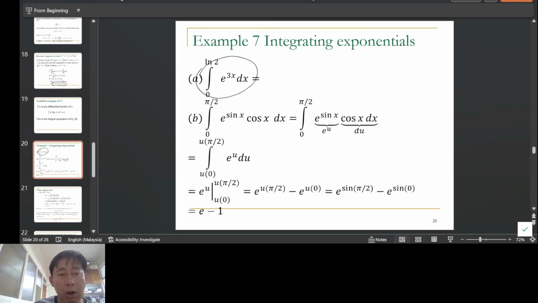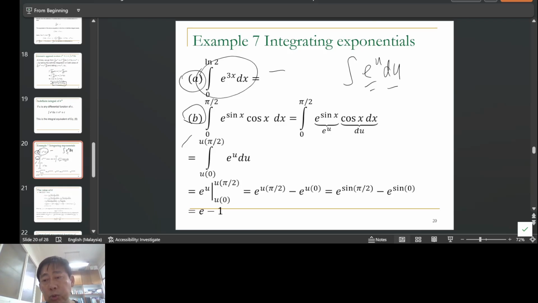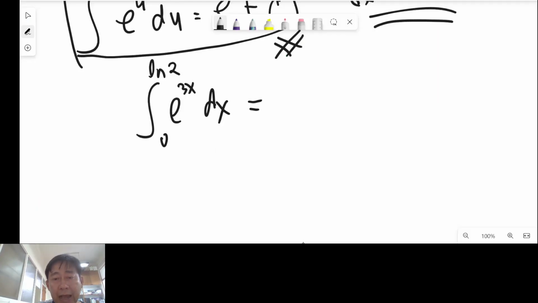The trick in example 7a and b, both cases, now we're doing a but we're going to do b, is to cast the integrand into the form e^u du. Once you are able to cast the integrand into the form e^u and integrate with respect to u, the solution will simply be e^u plus a constant. So let me try this on example 7a. This is not u, because this is 3x, and this is only x.